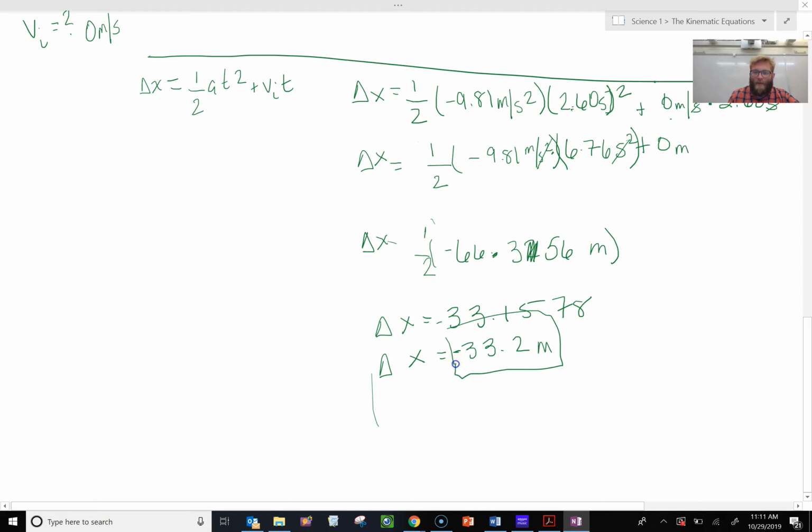It's negative because of the direction in which I'm going. If I diagram what's happening, I'm sitting on this thing with a little car, and that car is dropping towards the ground. So I'm saying that's in the negative direction. So my distance changed: I went down 33.2 meters, in the direction of the ground.